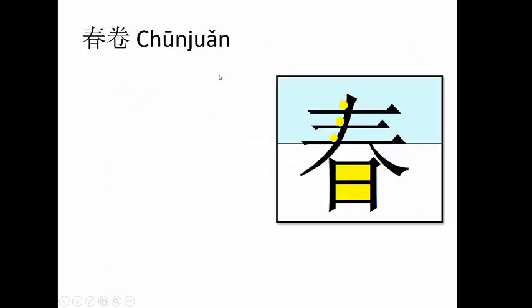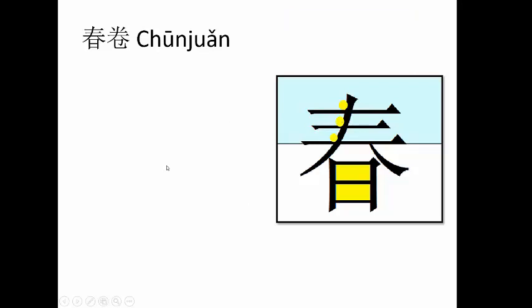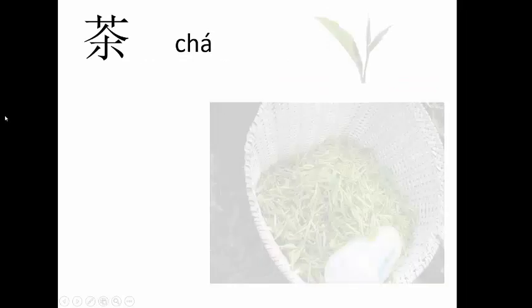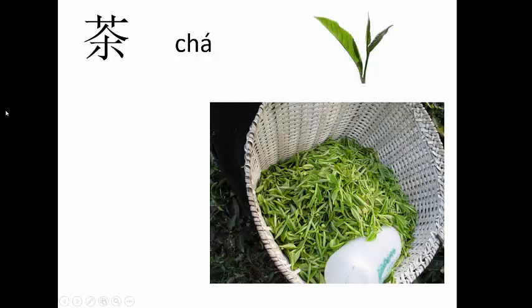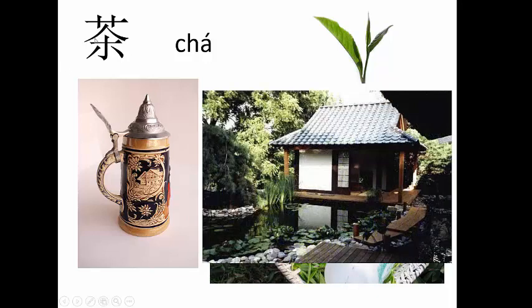The next character to trace is the chun in chunjuan, spring. And as I described before, it's the sun rising higher and higher in the sky every day as spring comes. The next character is cha, tea, and it has the grass radical because tea leaves look like grass. And it kind of looks like, here we have the tree radical with this person. I think it looks like a cup with a stein, like a cover on top. Or it looks like a tea house with a roof.